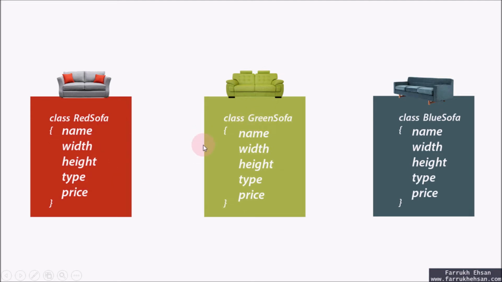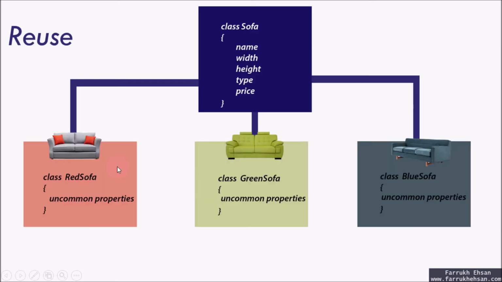But now you can see that all these sofas are sharing some properties which are common, like name, width, height, type, and price. Now, what you are going to do is create a separate class which will be sharing the common properties. As shown here, I have created a top class, which is the sofa class, in which I have taken out all the common properties and put those properties into the sofa class. Now, after creating a common class, I'm sharing the same class among all the different types of sofas.